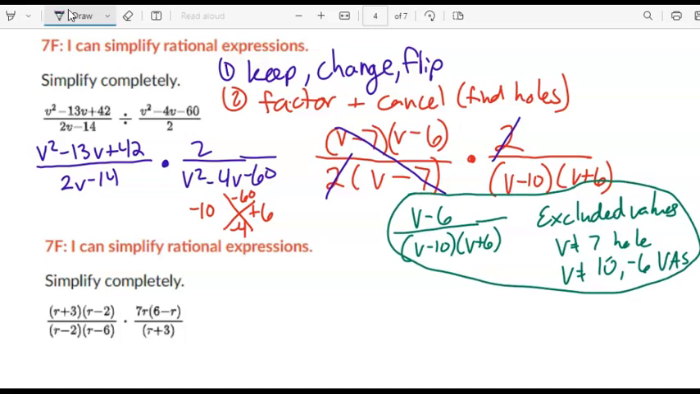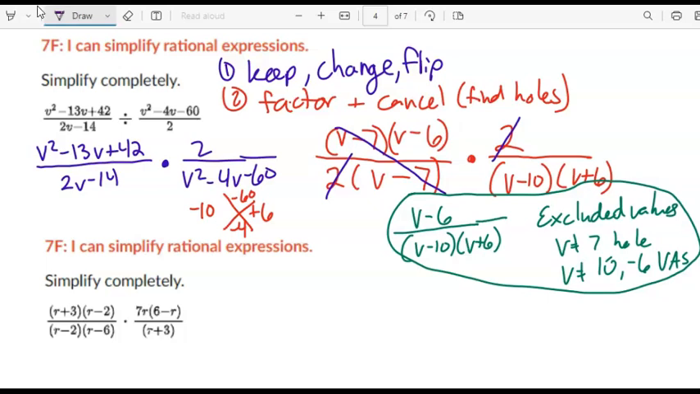7F, I can simplify rational expressions. Simplify completely. r plus 3 times r minus 2 over r minus 2 times r minus 6, times 7r times 6 minus r all over r plus 3.